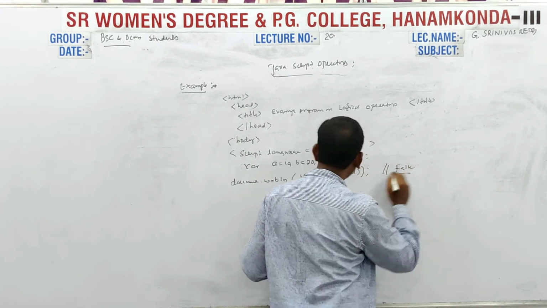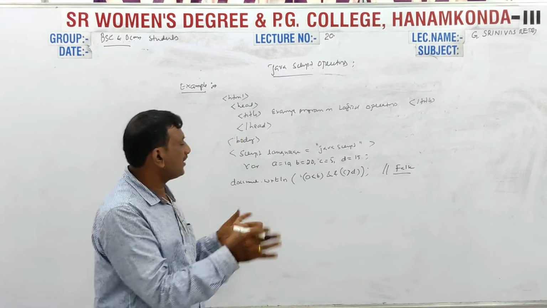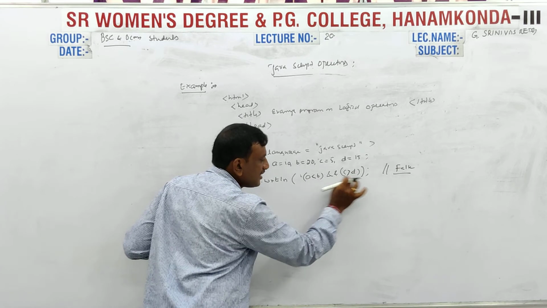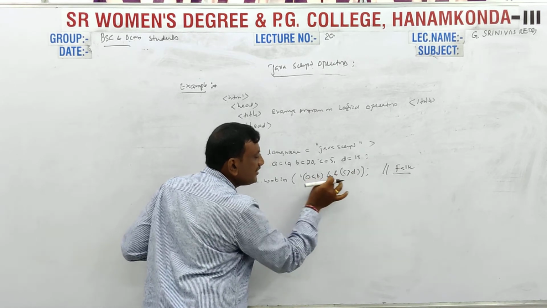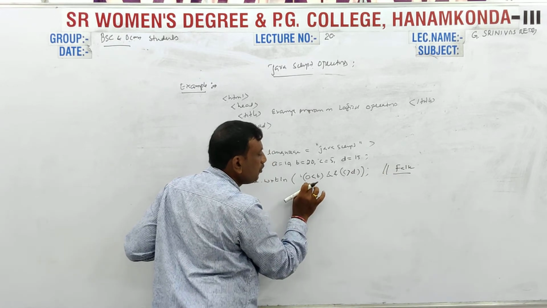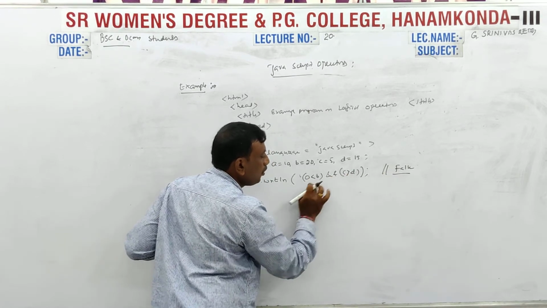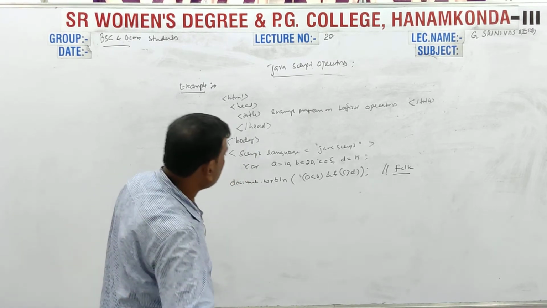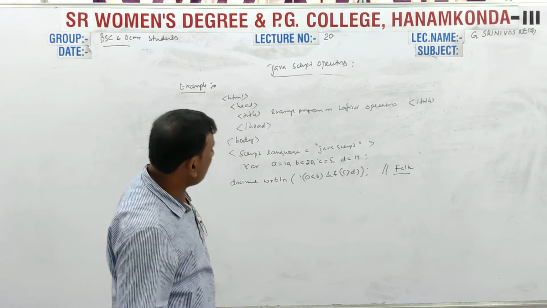What is the importance of logical and? It means both operands, both expressions. Here this is an expression and this is an expression. If this expression gives true and this expression also gives a true value, then the result will be true. Otherwise, true and false is false. This is the importance of the logical and.